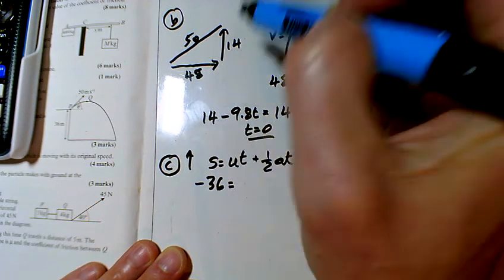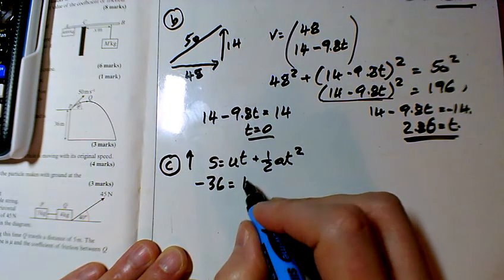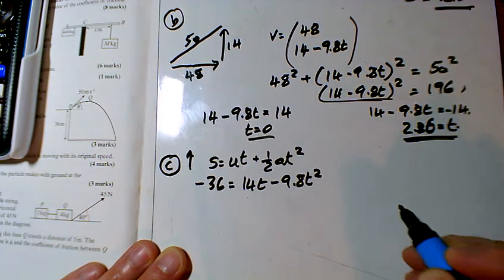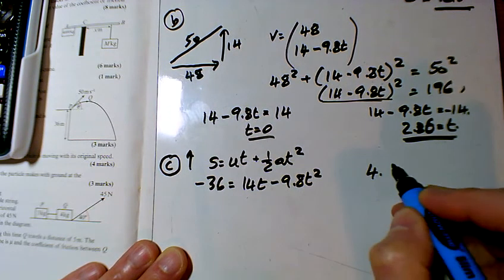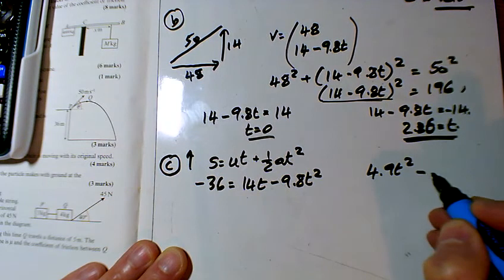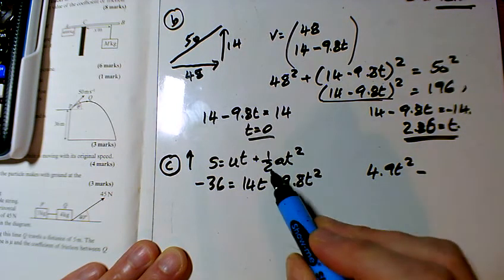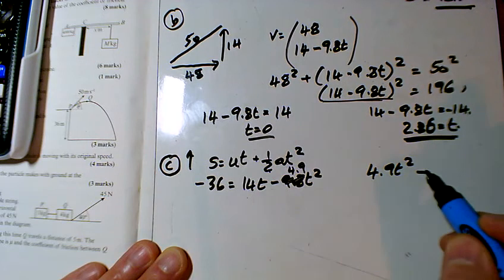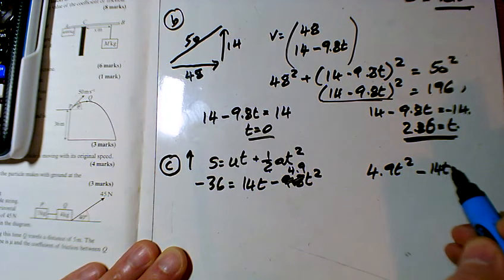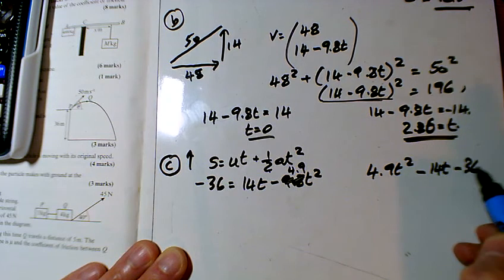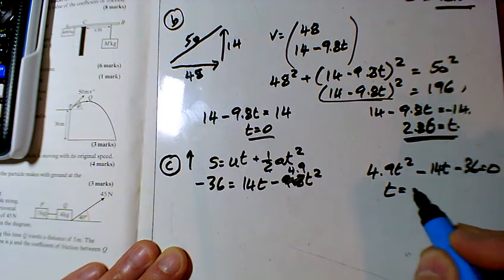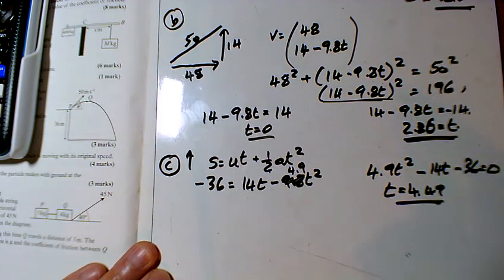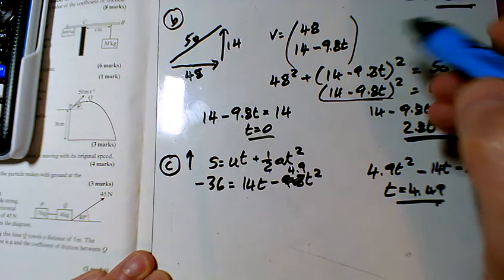u vertically, we've had earlier, was 14, isn't it? 14t, and then minus 9.8t squared. So I've got, what's that, 4.9t squared minus, actually that's wrong there, that's half a there, 4.9. So 4.9t squared minus 14t minus 36 equals 0. I'm getting the time it hits the ground is 4.49. The other one's irrelevant.